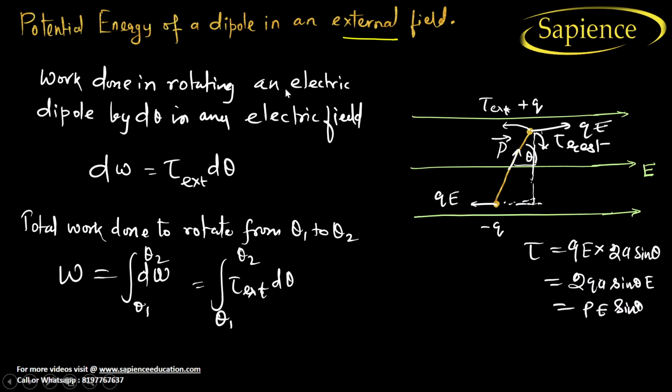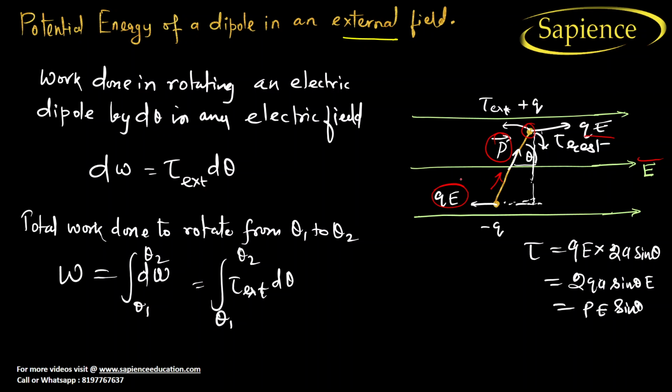See here. I have already explained this, but I am explaining it again and again. This is the electric field direction, and there is a positive charge, and the force is QE, and in the opposite direction the force acting is also QE. And the dipole moment direction is from the negative charge to the positive charge, right?